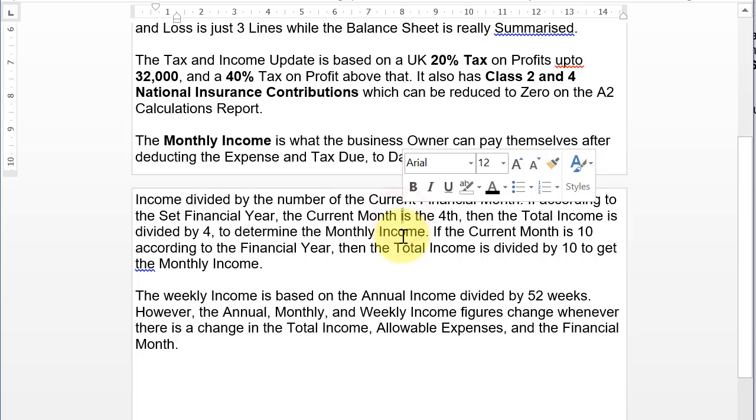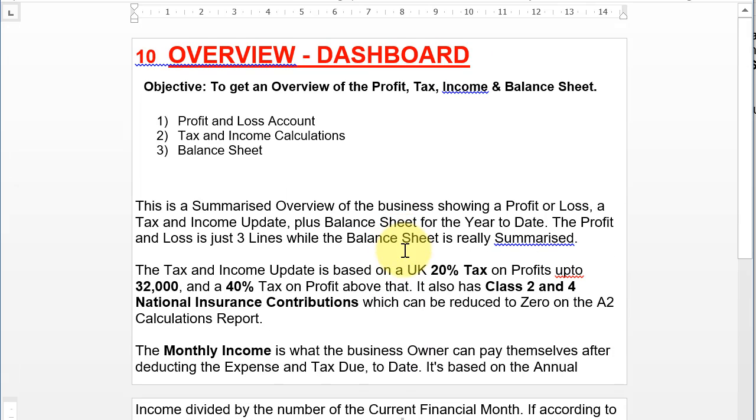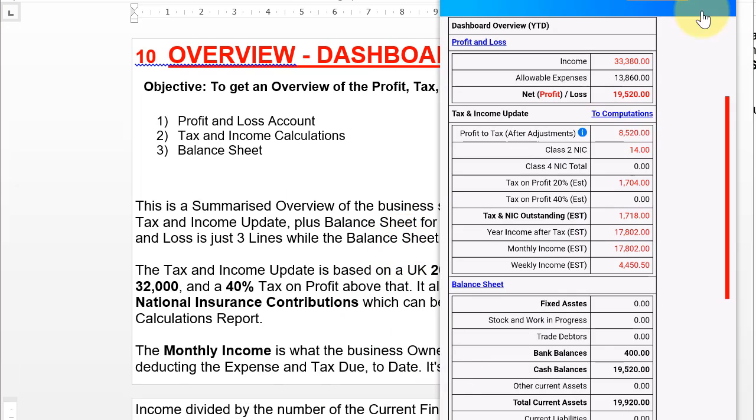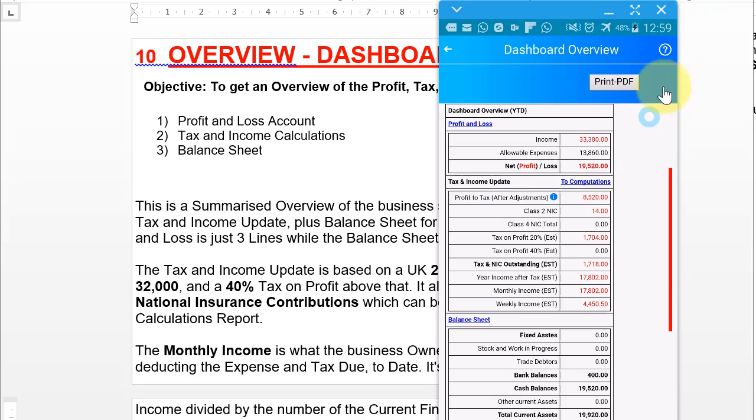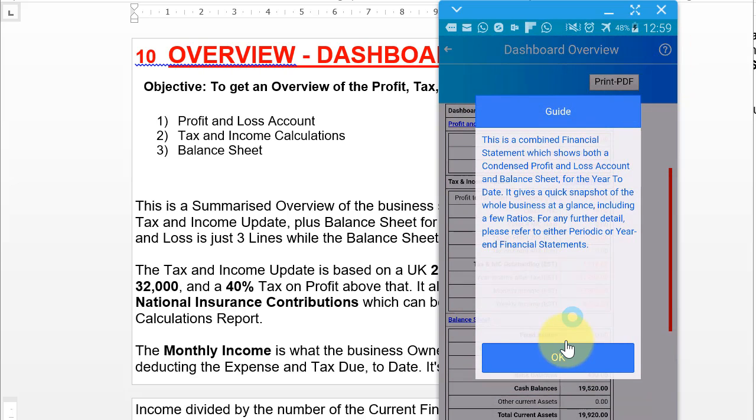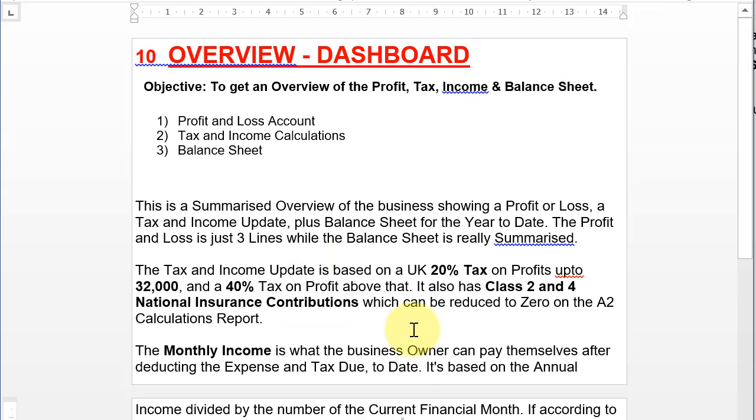Now this information here should be available in the guide. Let me drag this one down here. Okay, there is a question mark there, so in that question mark there is an on-screen guide, so you click that and you get information about the report. So this information is available in that question mark. It pops out with information.